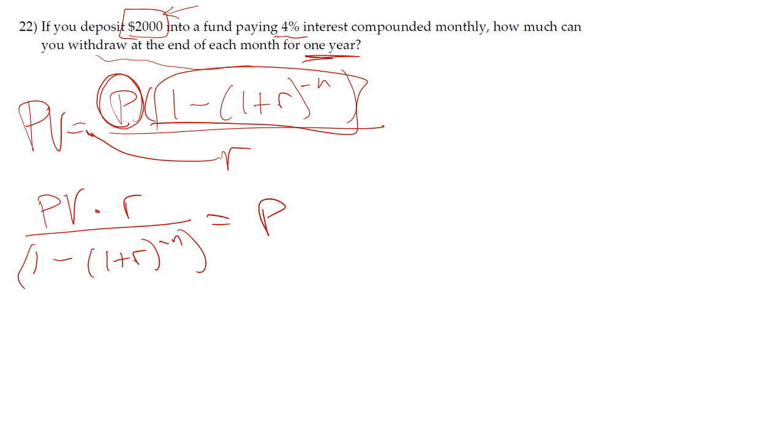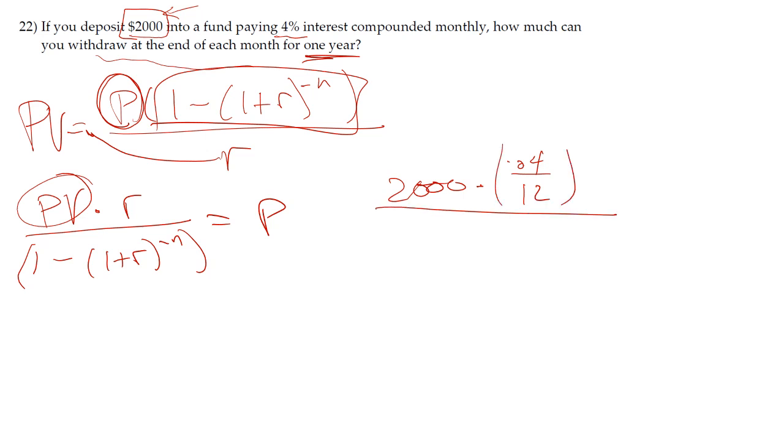And so we started off with $2,000. That's our present value. Our rate is 4%. But again, that 4% is compounded monthly, so we'll divide that by 12. Then we have 1 minus 1 plus, again, 0.04 divided by 12 to the negative N. Well, what's N? N is the number of pay periods. You're doing it every month for a full year, so 12 total pay periods.